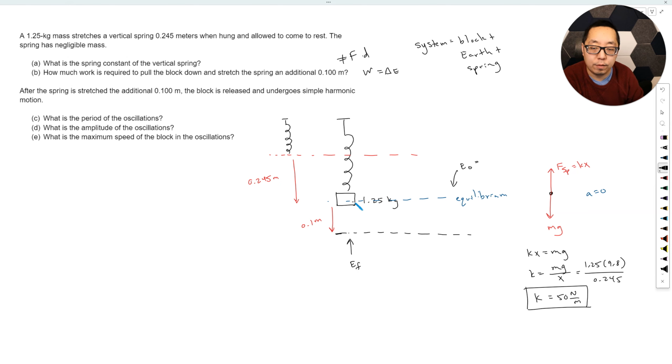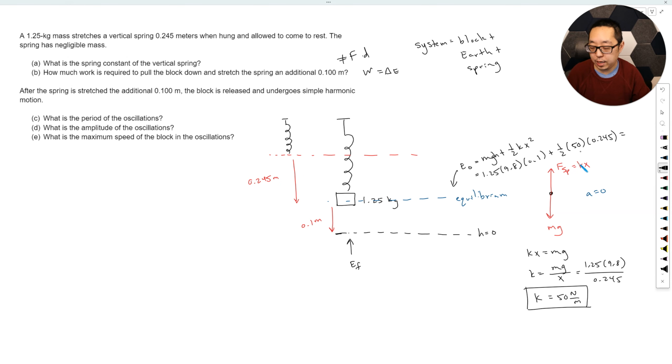Now, how much energy do we have? Do we have any kinetic energy at this point? No, because the speed is 0. It's just sitting there. Do we have any gravitational potential energy? Well, if you make this our reference height, h equals 0, we do have some gravitational potential energy, mgh. Do we have any spring potential energy? Yes, the spring is stretched from its relaxed length. So this is 1.25 times 9.8. What is the height above h equals 0? 0.1. And how much spring potential energy? K is 50. How much is the spring stretched from its relaxed length from here to here? 0.245.